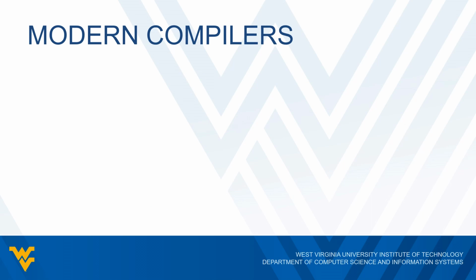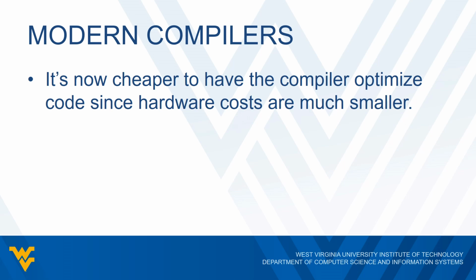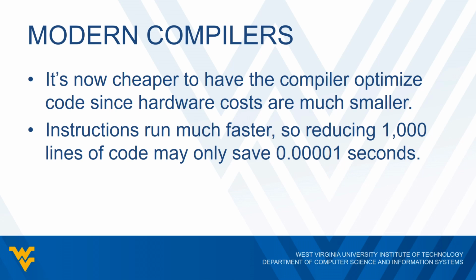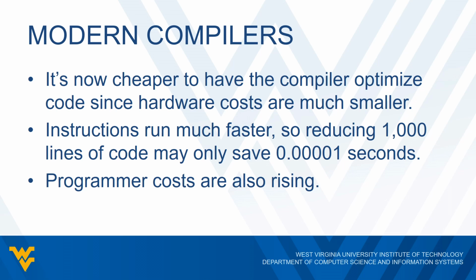For modern compilers, the exact opposite is true. It's actually now cheaper to have the compiler optimize the code instead of the programmer. One of the reasons is because hardware costs are a lot smaller than they were 50 to 60 years ago. Another reason is because instructions run a lot faster. So if we were to reduce 1,000 lines of code today, that may only save 0.00001 seconds, a very small fraction of time. So it's not as vital to have a programmer trying to go through and see what lines of code can be cut. Another reason is programmer costs are rising. It's actually becoming more expensive to have programmers work on something than the machine itself. So it's a lot cheaper to have the compiler take care of it than trying to have a programmer go through all of the translated code and see where there's room for optimizations.